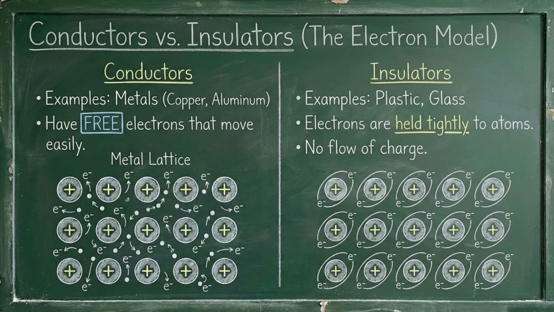They're ready to move. Whereas in an insulator like plastic or glass, the electrons are on a very short leash. They are held tightly to their specific atoms. You can push them, and they just wiggle in place. They can't let go. And if the electrons can't move, you can't have a flow. No flow, no current. And current is our next big character.